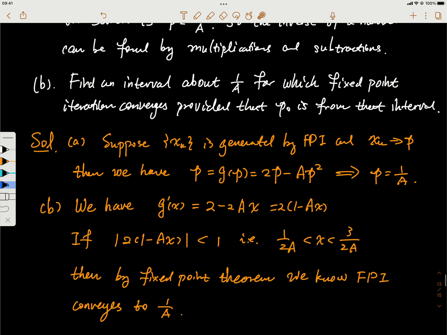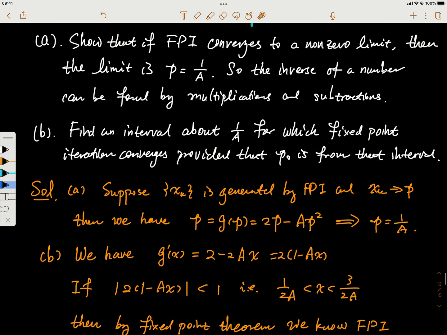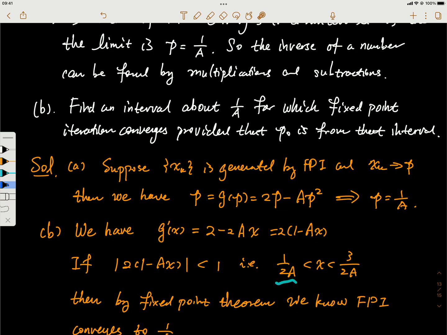So that means if you apply the fixed point iteration algorithm to this function and you start with some point in this interval, then it's guaranteed to converge. It's going to converge to the unique fixed point inside this interval, which is 1 over a.